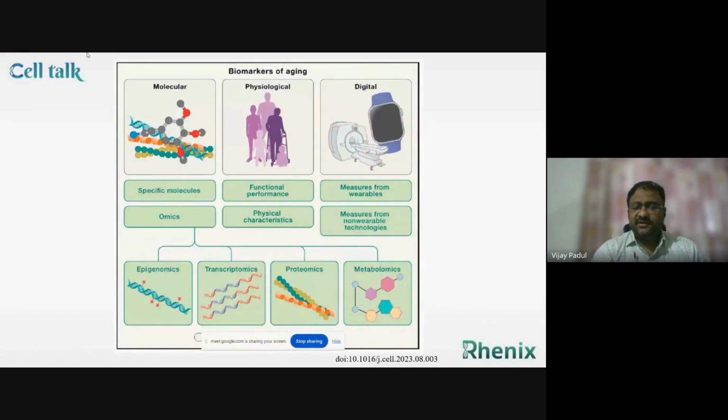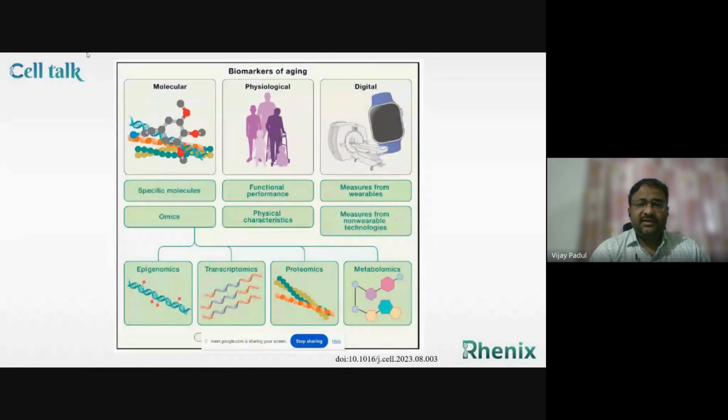So this slide gives a description of that. There are molecular biomarkers, physiological biomarkers, and digital biomarkers. Molecular biomarkers will include the omics signature of an individual, which will come from epigenomics, transcriptomics, proteomics, and metabolomics. And these will ultimately depend on the genetics of that individual, which ultimately will be inherited from the parents of the individual.